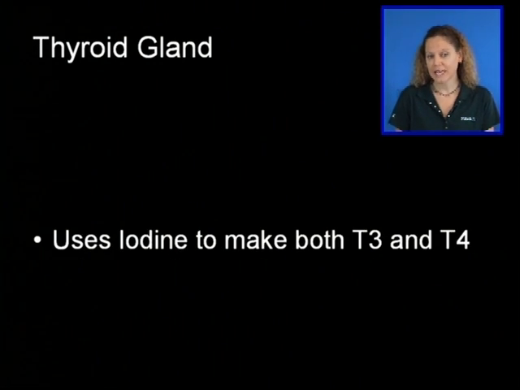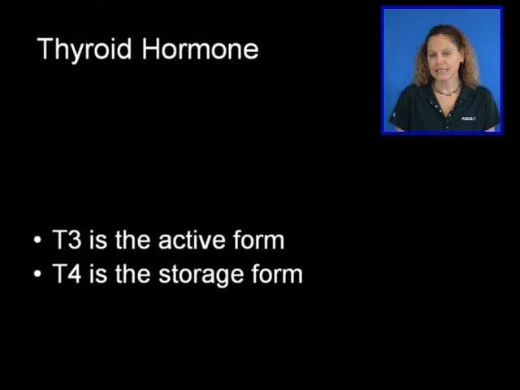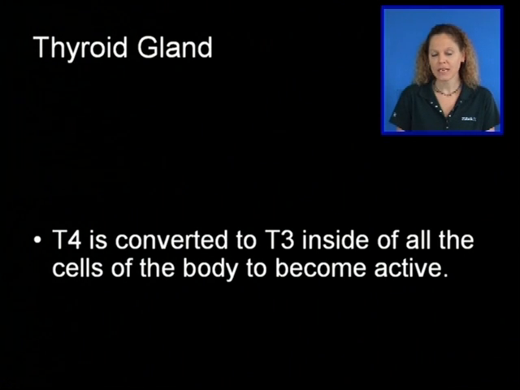The thyroid gland uses iodine to make both T3 and T4. T3 is the active form, and T4 is the storage form. T4 is converted to T3 inside of all the cells of the body to become active.